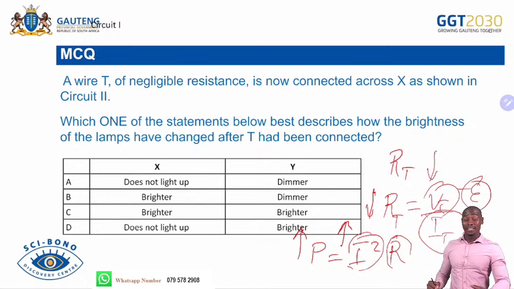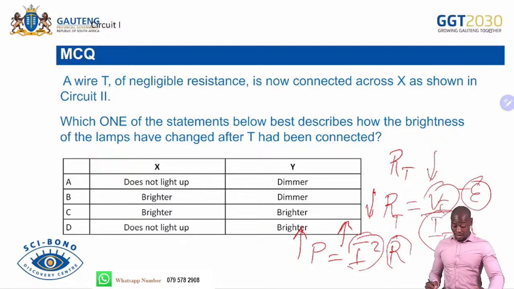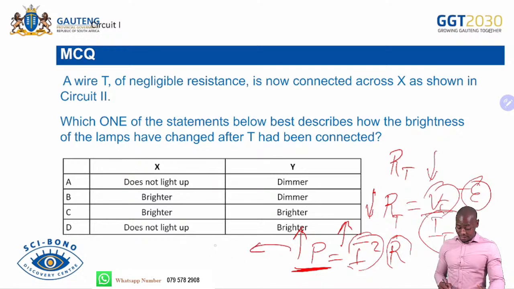It will also increase. Or the power dissipated by Y will also increase. So if power increases, what about the brightness? The brightness will also increase. So it will be more bright, or brighter than before.